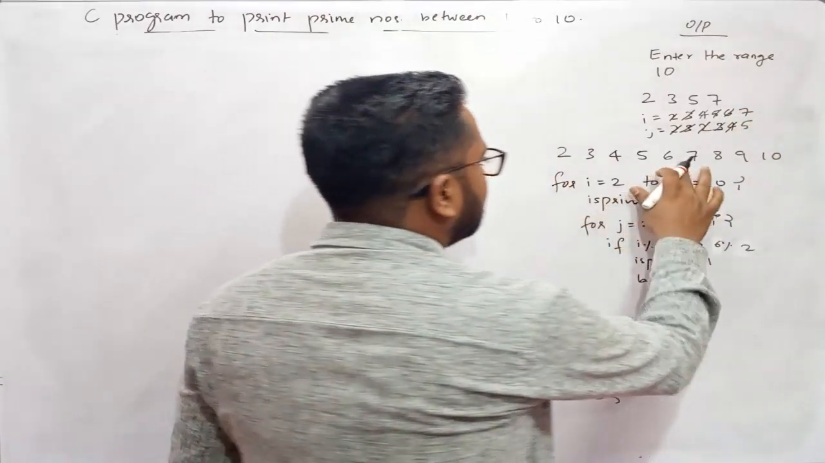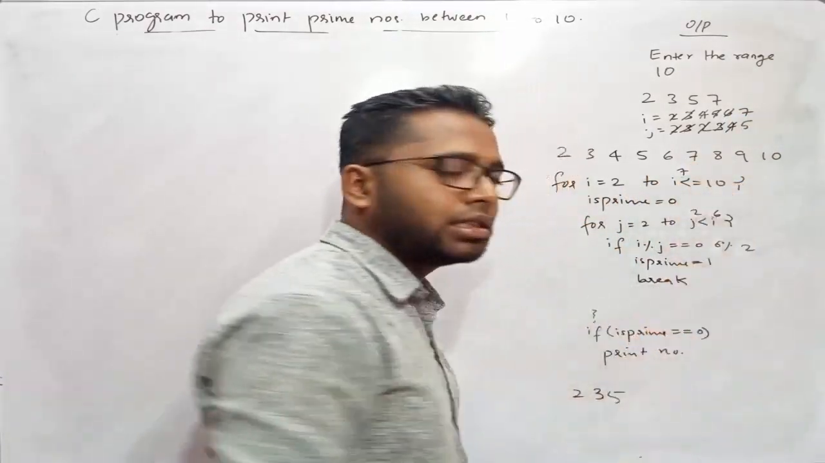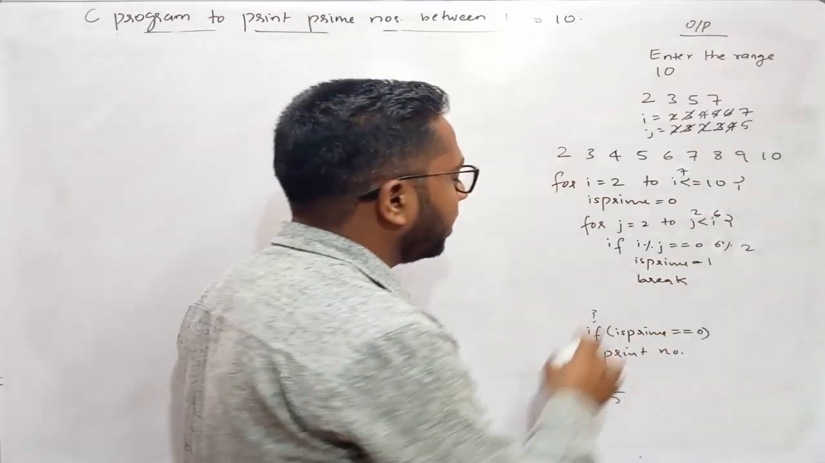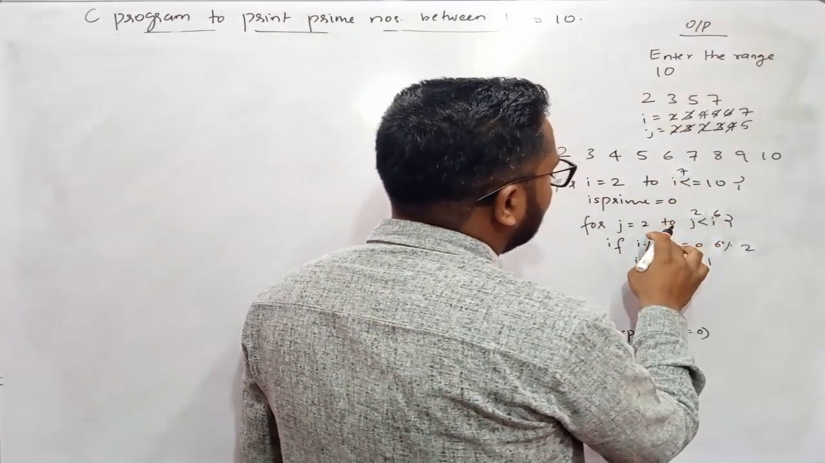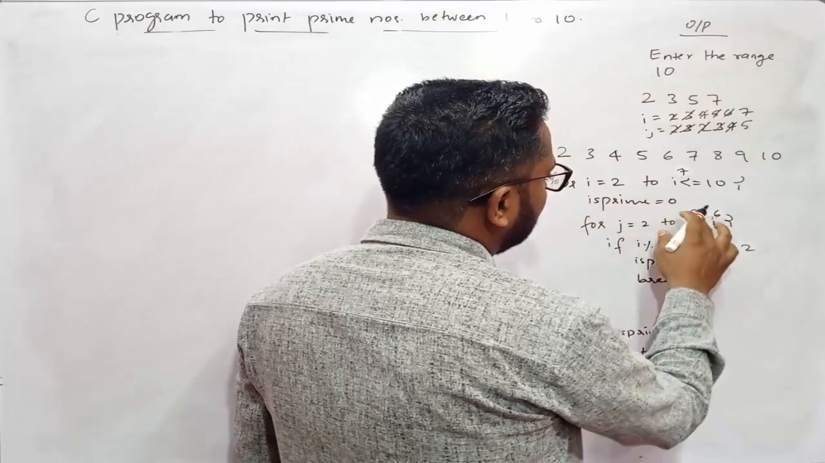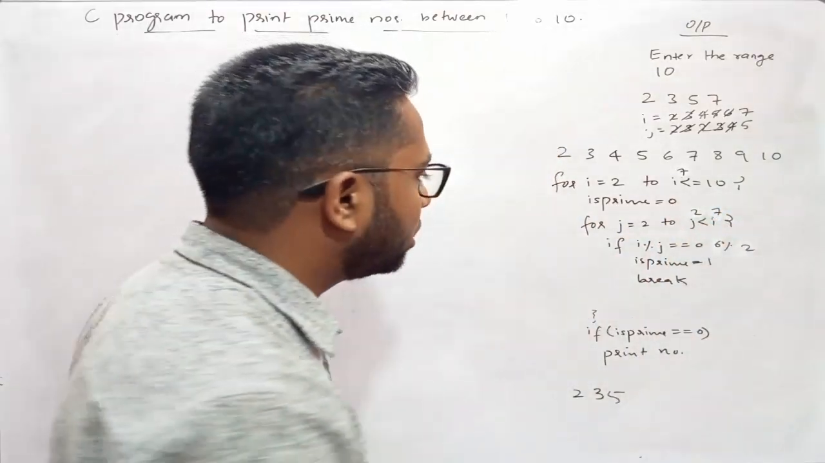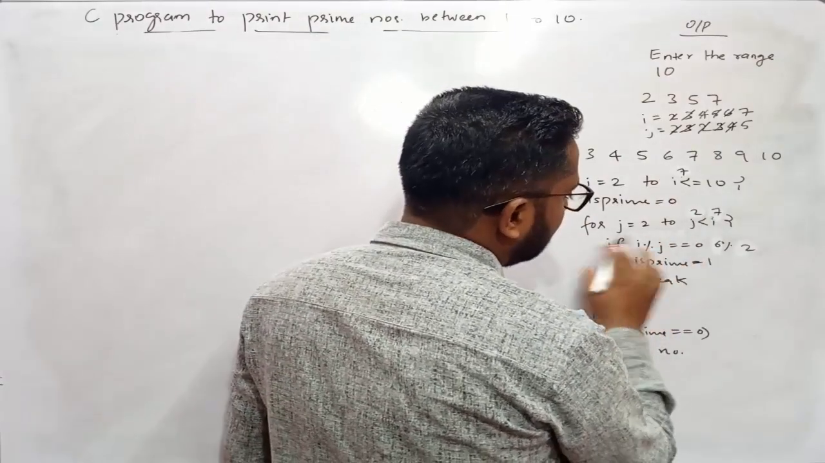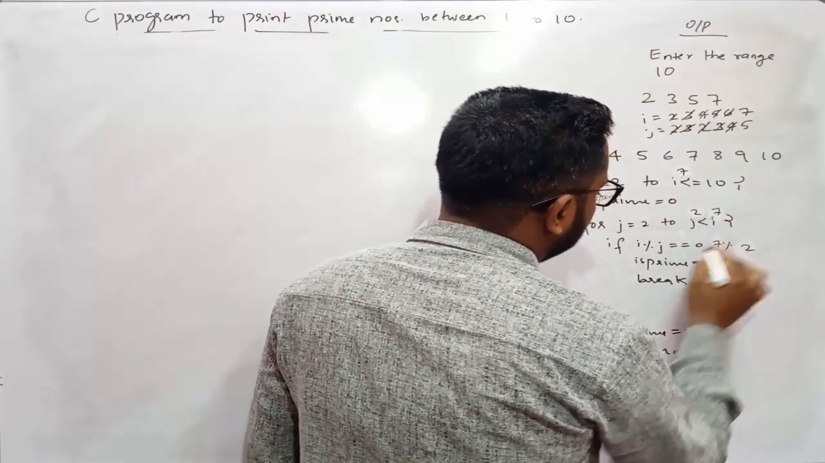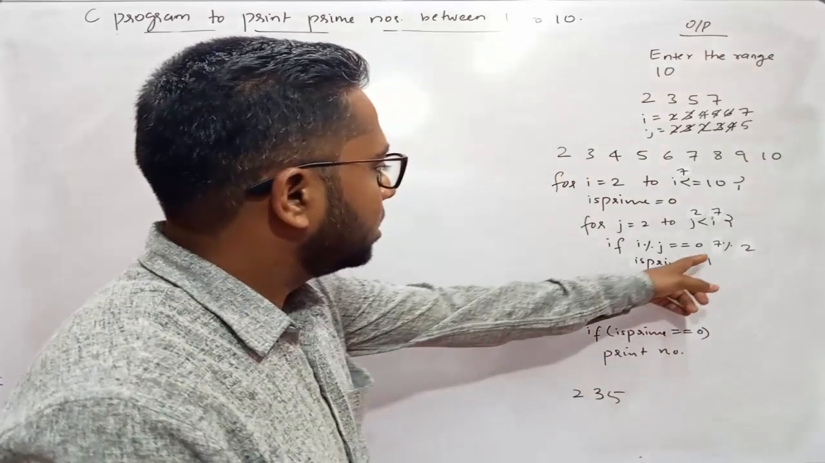Now i value becomes 7. 7 is less than or equal to 10. Condition satisfied. Then control will come inside the loop. Now j equals 2, and i is 7. 2 is less than 7, yes, the condition becomes true. That's why control will come inside the inner for loop, and now i is 7.